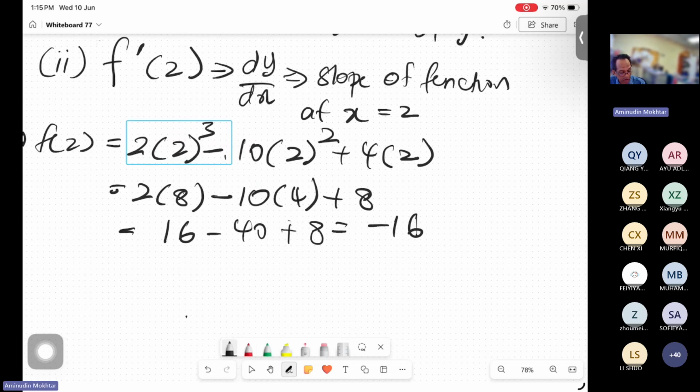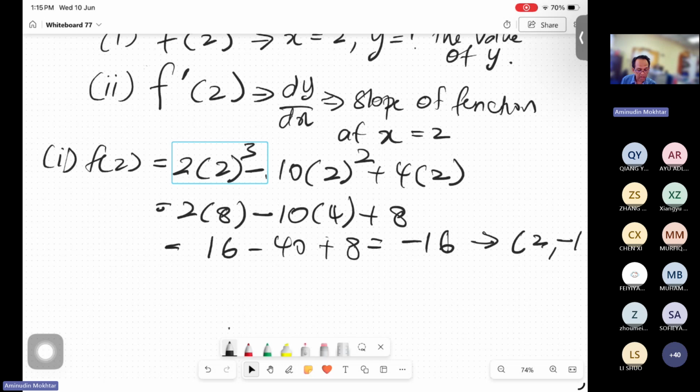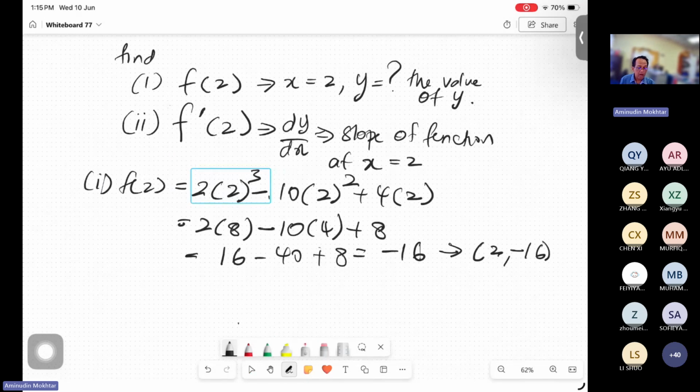Now we have the coordinate point: x equal to 2, y equal to negative 16. That's question number 1, which asks you to find the value of y when x equals 2. Negative 24 plus 8 gives negative 16. The second question asks you to find f prime of 2.